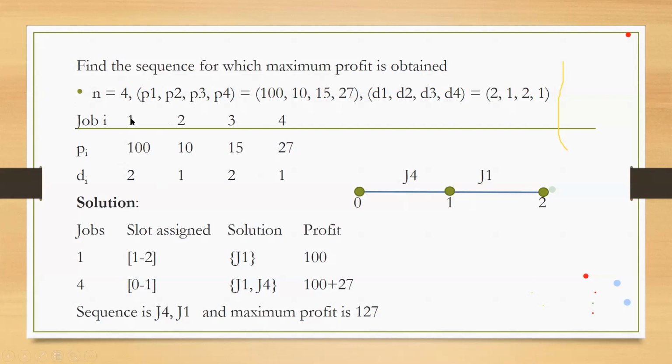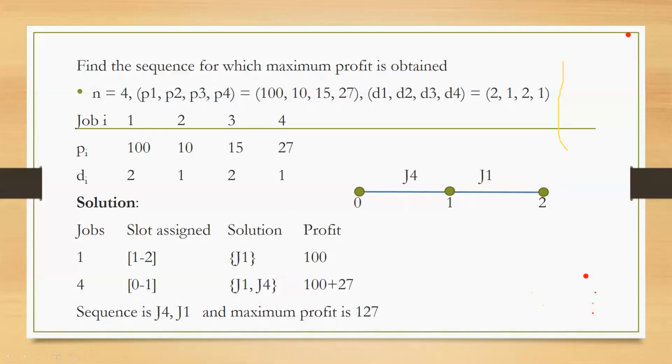So what it means: job 1 has to be done within 2 units of time, that means within 2 hours. Job 2 has to be done within 1 hour. Job 3 has to be done within 2 hours. Job 4 has to be done within 1 hour. Similarly, there are different profits: 100, 10, 15 and 27. So the question is, in which sequence should we perform the jobs so that we get the maximum profit?